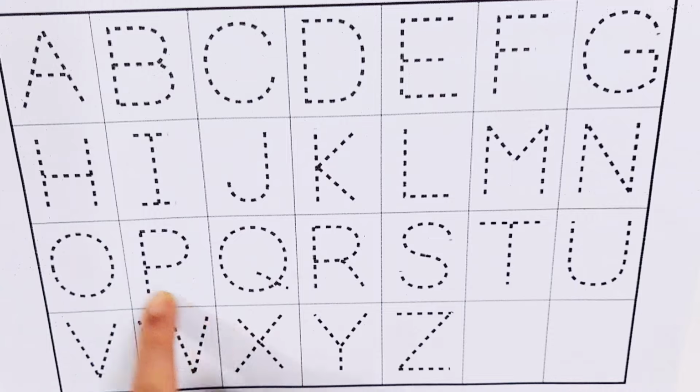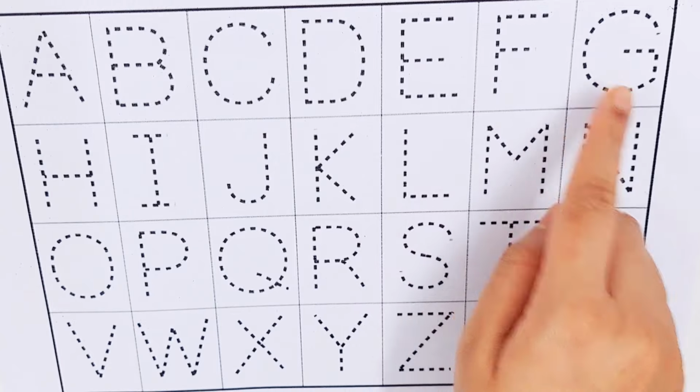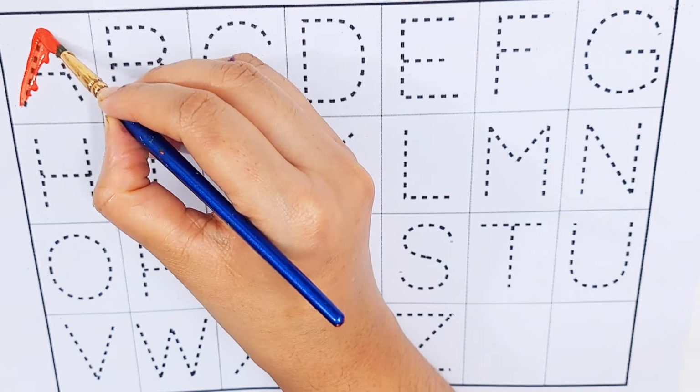Let's try to learn some alphabets. A, B, C, D, E, F, G. A, A for arrow.